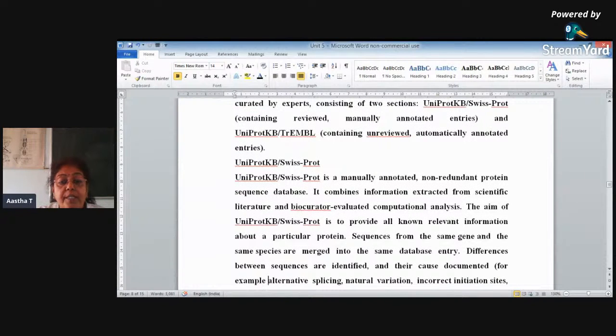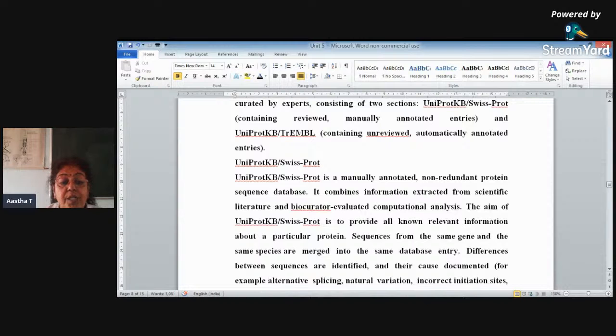UniProt KB or SwissProt is manually annotated non-redundant protein sequence database. याच्यामध्ये रिपिटेशन्स नसणारे म्हणून त्याला नॉन redundant म्हटलेलं आहे. And it is manually annotated. So information is added manually. It combines information extracted from scientific literature. So somebody must be referring that scientific literature आणि तिथून ती information collect करून ती manually update केलेली आहे. Computational analysis is also used for that purpose. The aim is to provide all known relevant information about a particular protein. So those who want to study these proteins, they can refer UniProt KB and get that information.